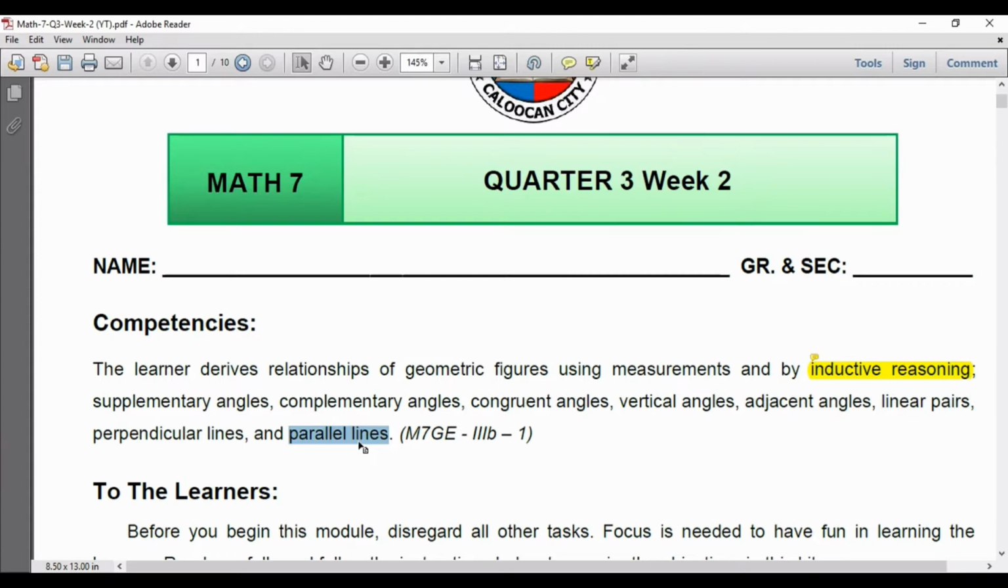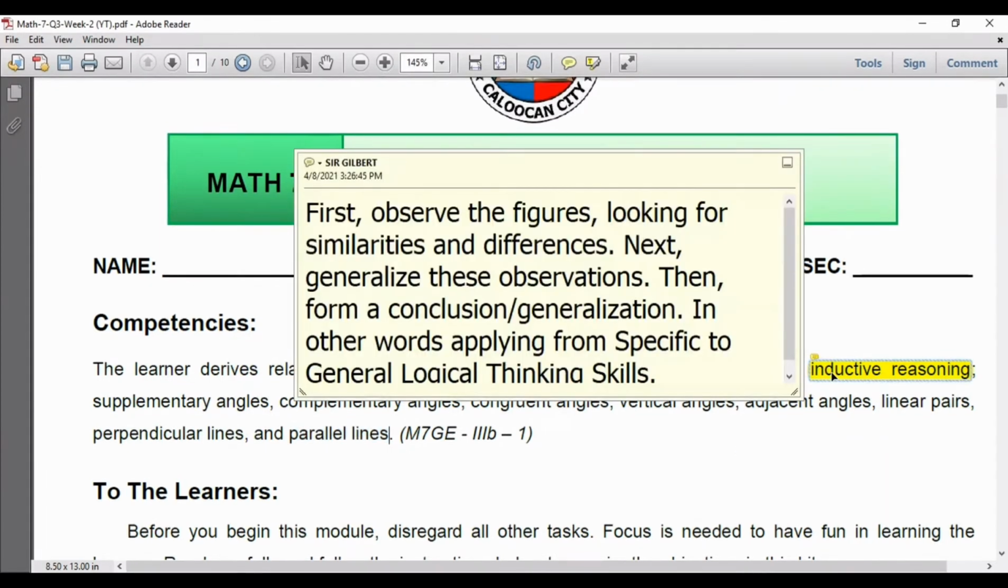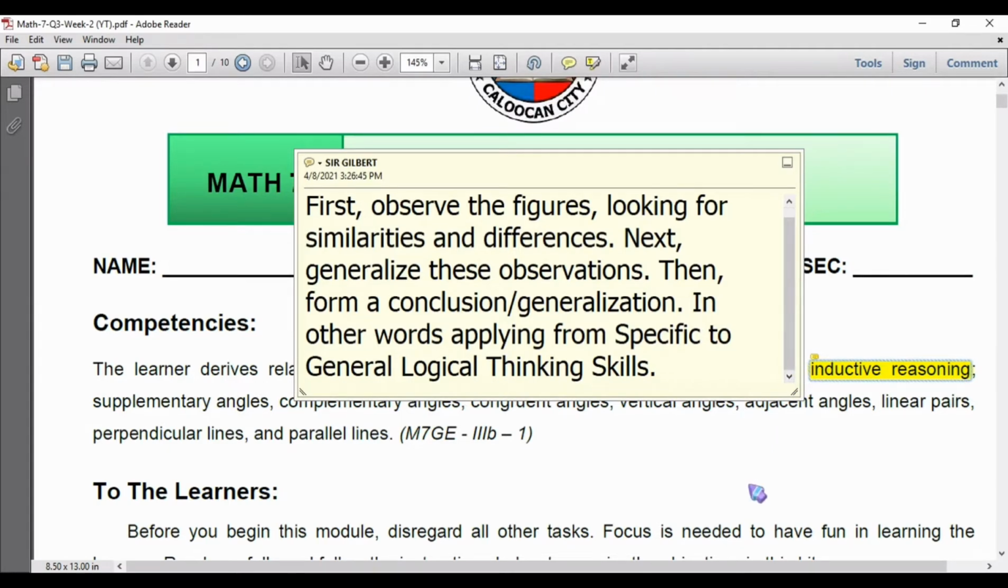But beforehand, let's talk about inductive reasoning skills. Or what exactly is this? First, you have to observe the figures, looking for similarities and differences. Next, you have to generalize these observations, then form a conclusion or generalization. In other words, you have to apply specific to general logical thinking skills.